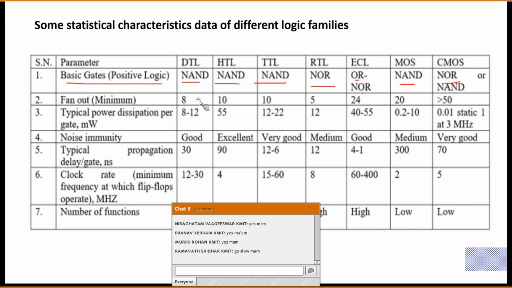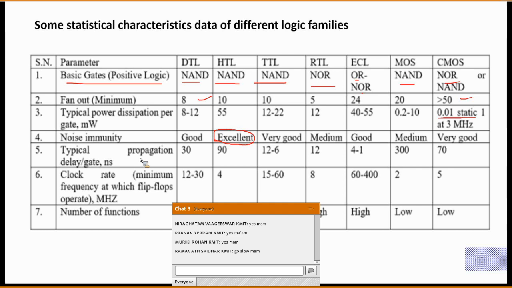And the fan out figures are also given. The highest fan out is for CMOS, it is greater than 15. The total power dissipation should be as little as possible, so this is low for CMOS. You can see 0.01, very important one. And noise immunity is very, very good for HTL. You can see here it is excellent for HTL.